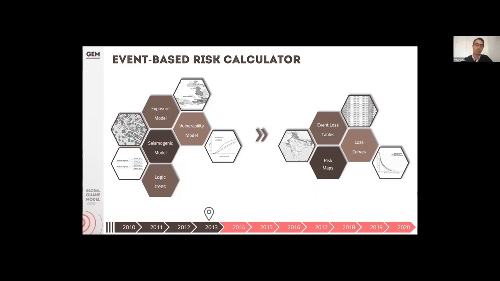But now it is possible also to have probable maximum losses, loss exceedance curves, event loss tables, which can be aggregated for the entire portfolio, or can also be produced for specific subsets of the building portfolio. For example, buildings with a specific insurance policy or buildings that belong to a specific building class.